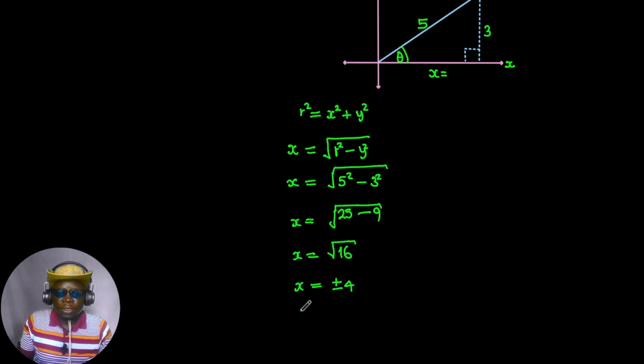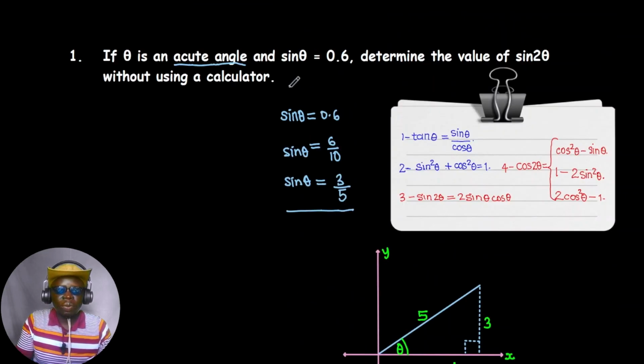And since we're in the first quadrant, then the value for x is positive 4. Therefore, our x here is 4. We can go ahead and get rid of this x here. And from there, we'll get back to our question and take a look at exactly what the question wants us to do. The question is saying we need to find the value of sine 2 theta without using a calculator.